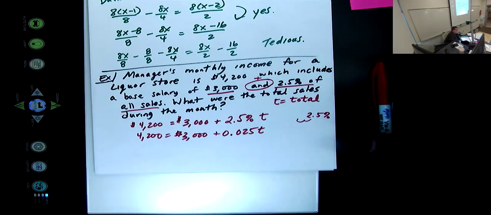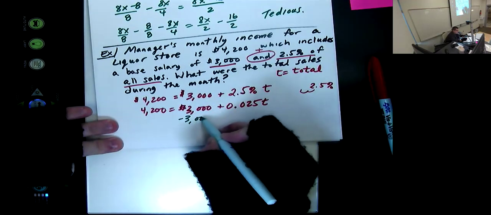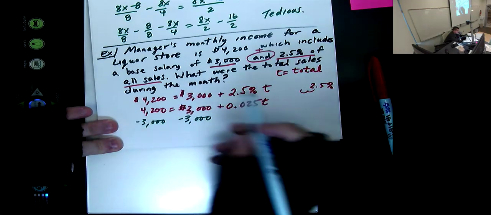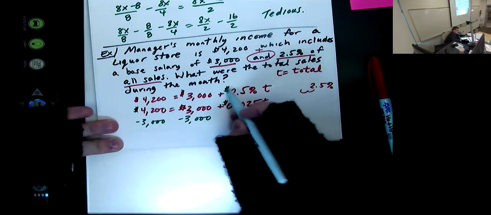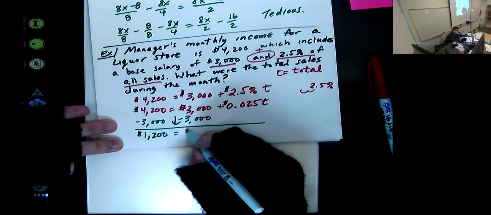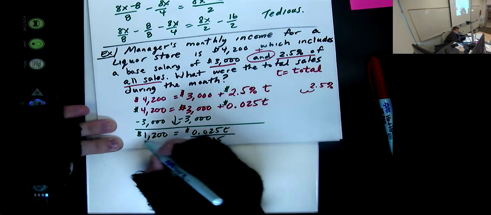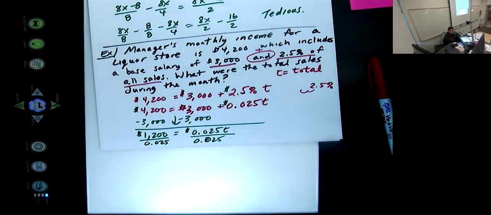Okay, so when you're working with decimals, I mean, you could get rid of the decimal, but at this point you're probably gonna want a calculator anyways, so we're just gonna treat it like it is. We're gonna subtract 3,000 from both sides. And I get 1,200 equals 0.025 T. And then we will divide by 0.025. I'm getting 48,000.